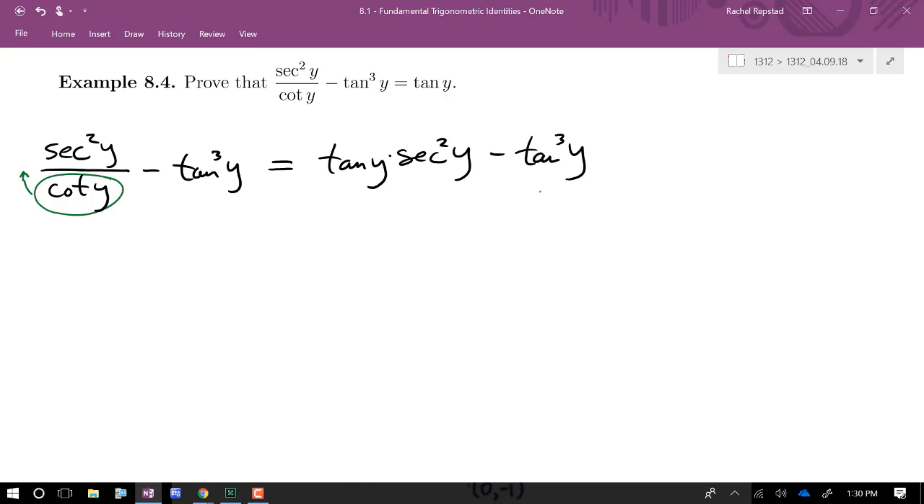Who's got an idea? Factor out tan y. That's a good idea. I mean, we can do it. So here's one thing, though, I just want to emphasize. So it'd be secant squared minus tan squared.